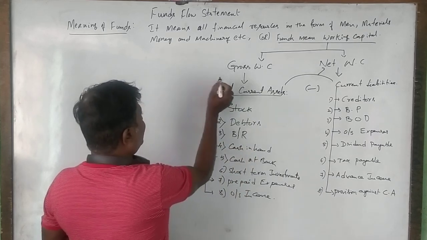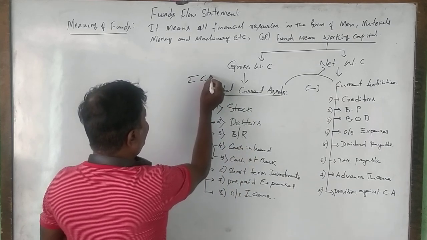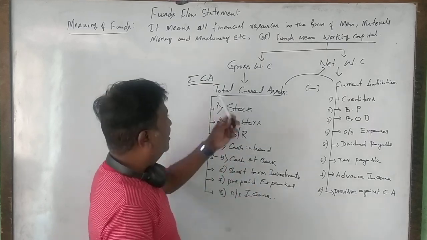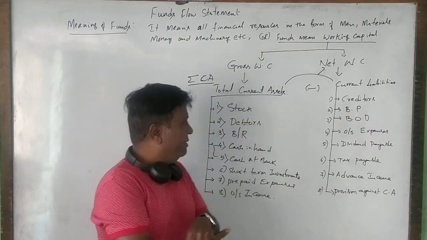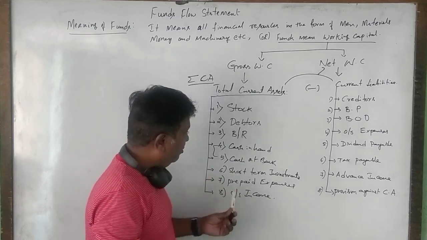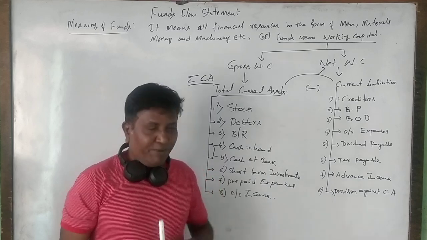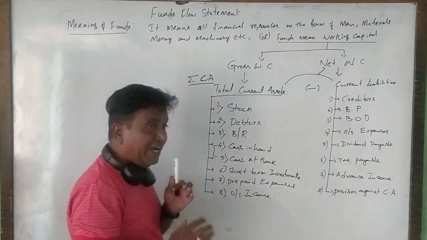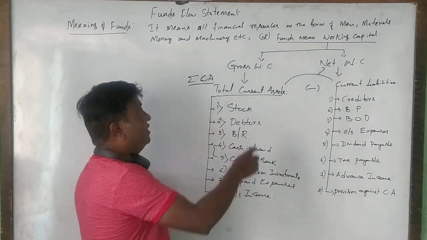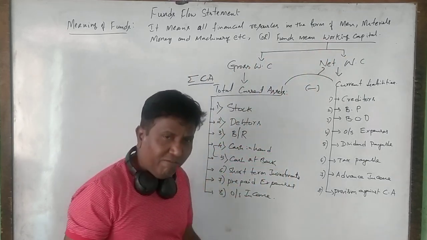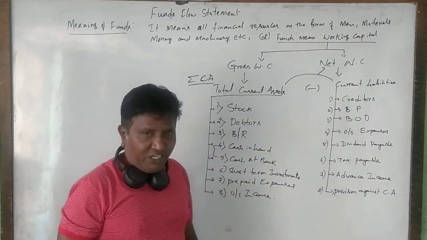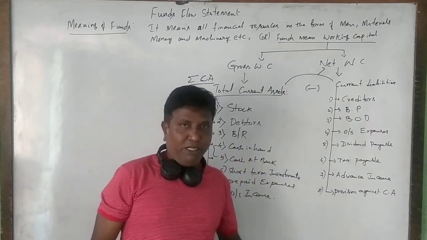The summation, or sigma, of current assets, which is nothing but total current assets, is called gross working capital. You may have a doubt, sir, why are you explaining so many things at this point of time? Because when you want to understand what is fund, we need to understand that funds is nothing but working capital. That's the reason we have explained all these current assets and current liability parts.